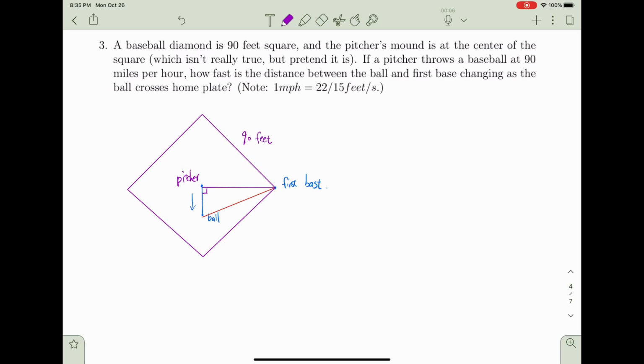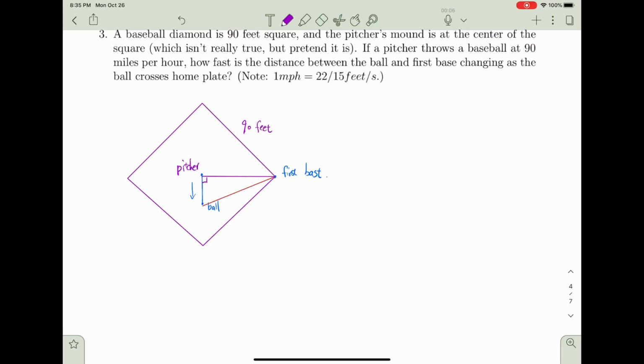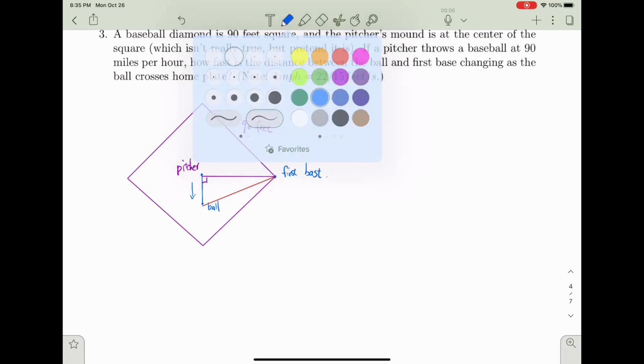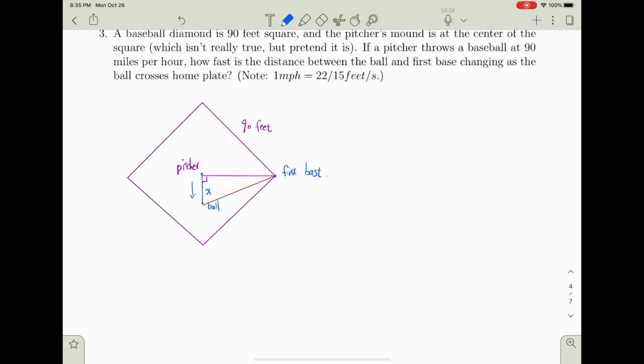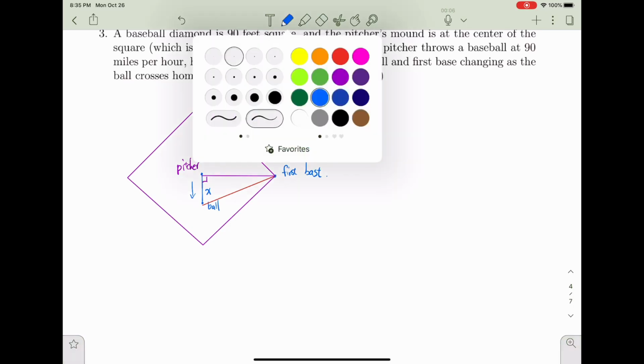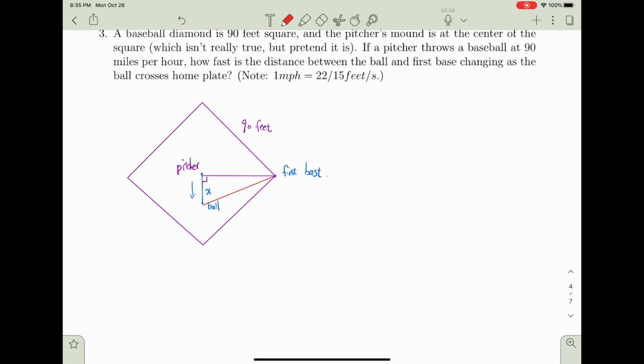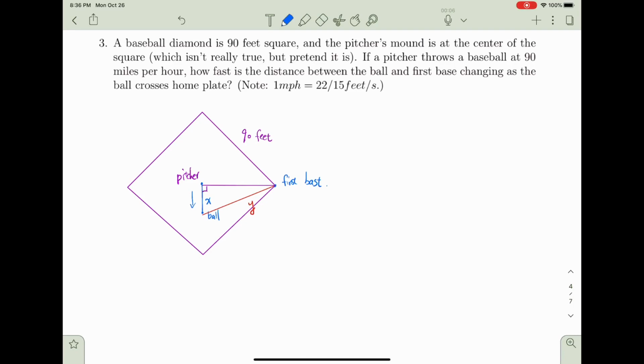So let's assume the distance between the pitcher and the ball is x. So we're assuming that the length of that blue line is x, and also we assume that the distance between the ball and the first base is y, right? So let's find out what we know here. We know that the rate of change of the blue line is 90 miles per hour, right?